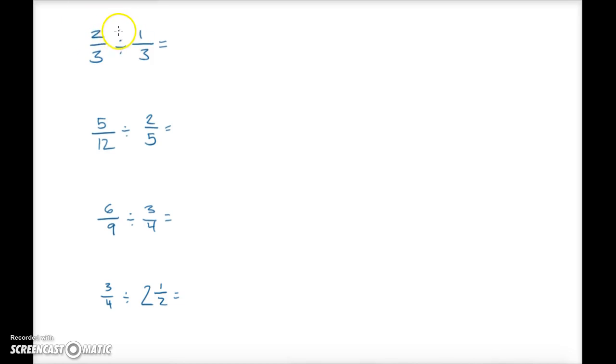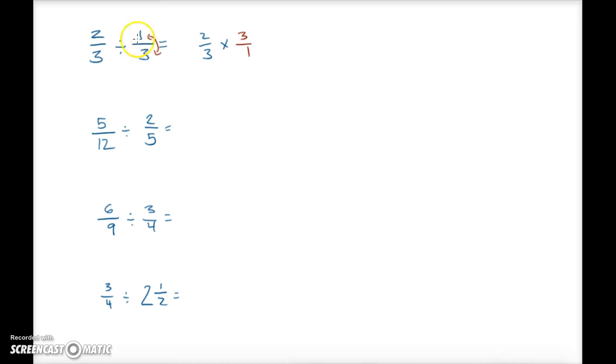If I'm going to divide, I need to be able to find the reciprocal of the divisor. So I'm going to rewrite this. My reciprocal of my divisor here is going to be 3 over 1, because reciprocal, I'm going to find it. But instead of dividing, I'm going to now multiply by the reciprocal of my divisor.